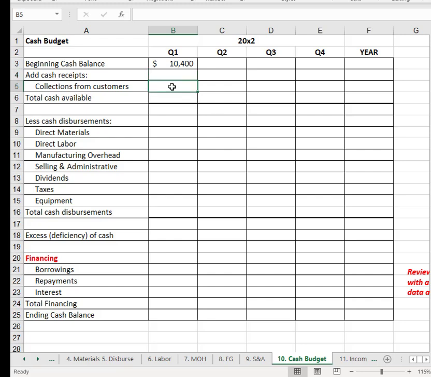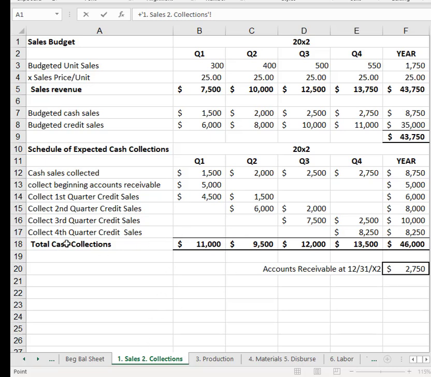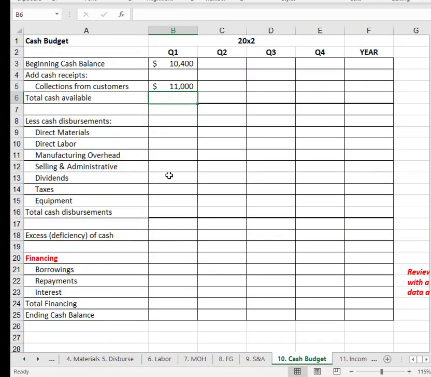Cash receipts, what was collected from customers? Let's go see. Go to our Sales and Collections tab. What was collected? Right here. Cash available, that's what you started with, plus what you collected, that's available to pay bills. All right, let's write, what are the payments, not the expense.